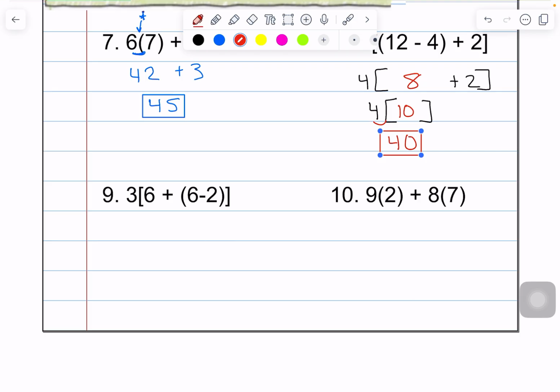Number 9 is a similar problem. So again, I'm going to bring down all of the pieces, and step 4, solve what's inside the parentheses, and 6 minus 2 is 4. Now if I combine what's inside, 6 plus 4, I get another 10. And when a number is outside the bracket, that means to multiply, and this one multiplies to 30.